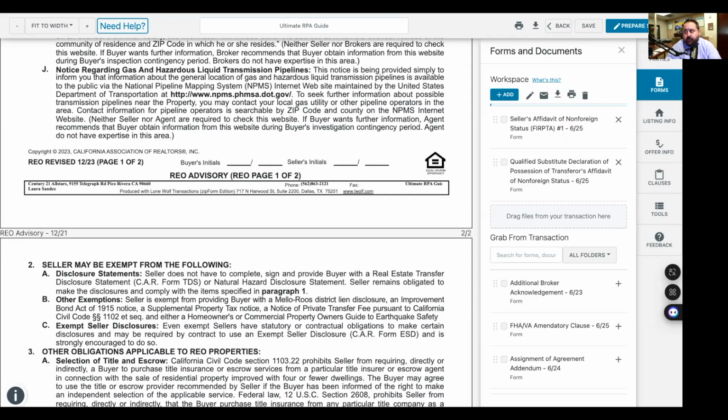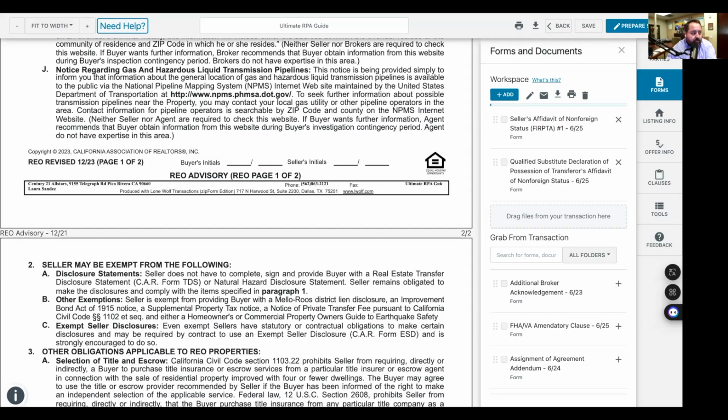And you're not required to, because that report that we pay for is a substitute for that disclosure statement. So it takes that liability off the seller's shoulders, okay? Seller is exempt from providing buyer with a Mello-Roos District lien disclosure, an Improvement Bond Act notice, a supplementary tax notice, a notice of private transfer fee pursuant to Code 1102, and either a homeowner's or commercial property owner's guide to earthquake safety. So they don't have to give those. So the earthquake booklets that we give, they're not required to deliver those.